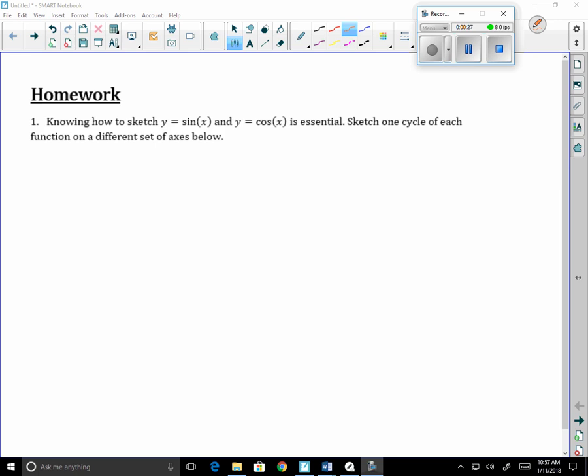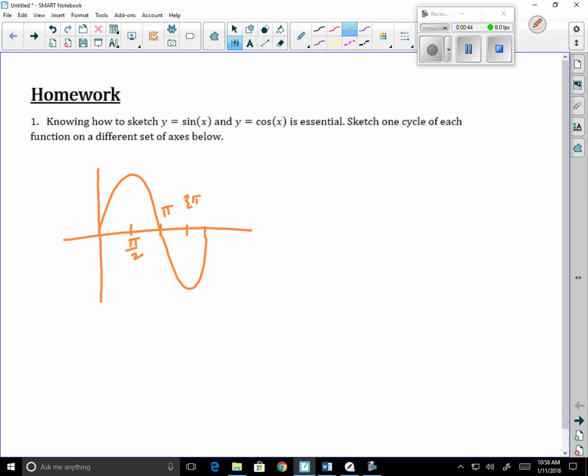Sketch one cycle of each function on a different set of axes below. So if I create an x and y axis here, the sine curve goes up, back down, and here I know this is at pi over 2, this is at pi, this is at 3 pi over 2, and this would be 2 pi. This would be an example of the sine curve.